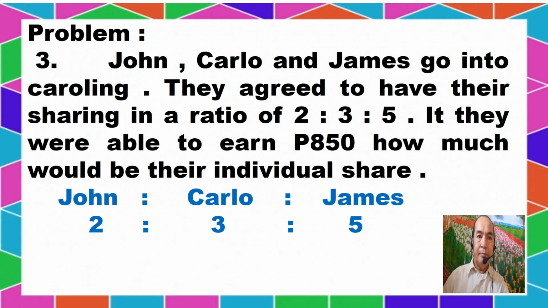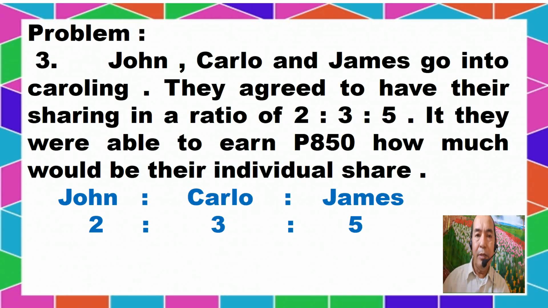Now we have problem number 3. John, Carlo, and James go into caroling. They agreed to have their sharing in the ratio of 2:3:5. If they were able to earn 850, how much would be their individual share? Now let's take into this.